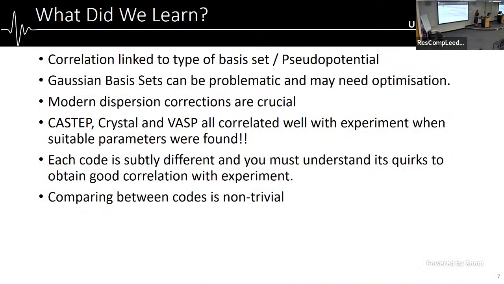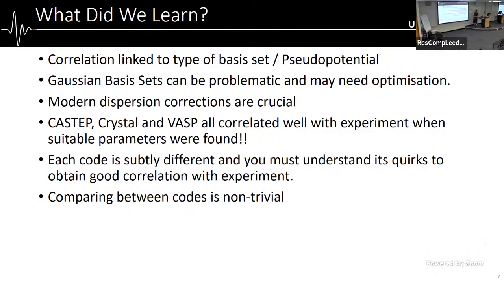So we learned that correlation between experiment and calculation is very dependent on the basis set and pseudo potential. So that's the wave function that we use. And you can't use the same one for each code. So that basically means it's very dependent on the code. So for instance, Crystal uses these Gaussian basis sets, and some of the ones they supply by default don't work very well for these calculations, and you would need to optimize them. Modern dispersion corrections, so corrections that deal with very weak forces in our material, are crucial with these calculations. If you don't turn them on, they won't work at all.